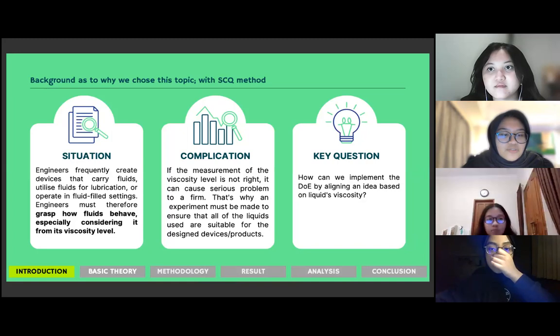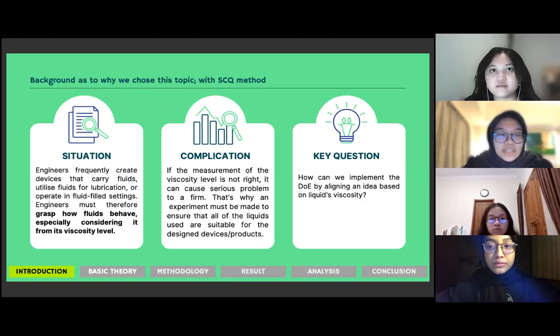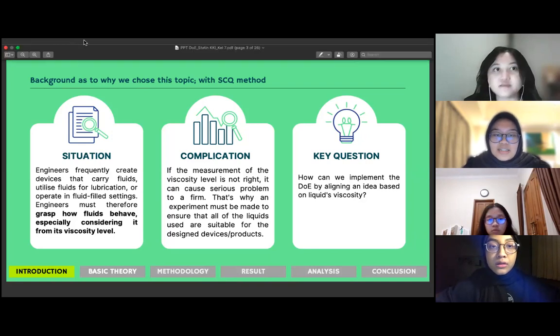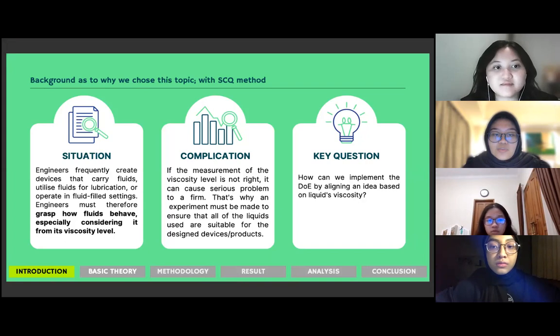Okay, so first and foremost, we're going to show you the background as to why we chose this topic with the SEQ method. Engineers frequently create devices that carry liquids. Therefore, engineers must also grasp how fluids behave, especially considering their viscosity level. If the measurement of the viscosity level is not right, it can cause serious problems for a firm. That is why the experiment must be made, to ensure that all of the liquids used are suitable for the designed devices or products.